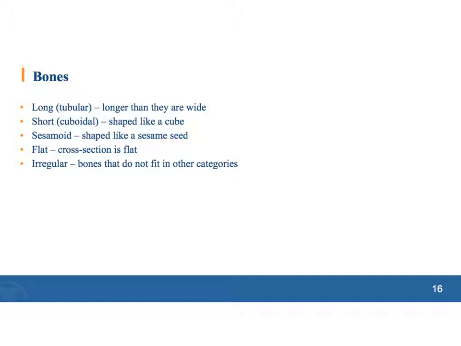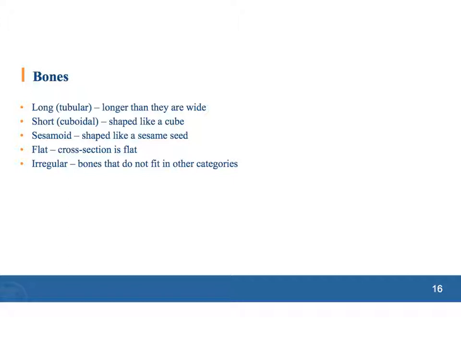Sesamoid bones are shaped like a sesame seed and can be found embedded in tendons in joints. There are two sesamoid bones in the ball of the foot beneath the big toe joint. The patella in the knee is the largest sesamoid bone.